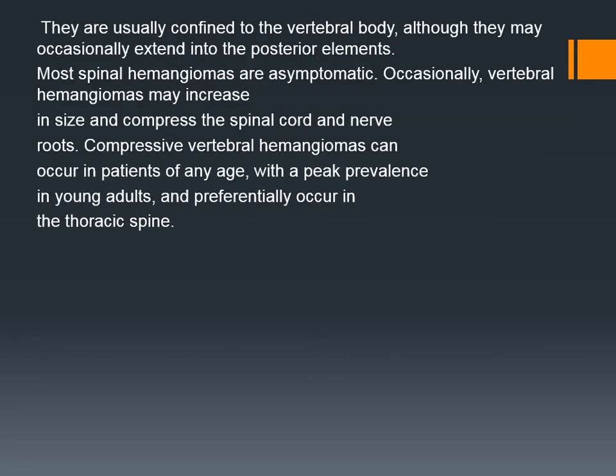Hemangiomas are usually confined to the vertebral body, although they may occasionally extend to the posterior element. Most spinal hemangiomas are asymptomatic. Occasionally, vertebral hemangioma may increase in size and compress the spinal cord and nerve roots. Compressive vertebral hemangioma can occur in patients of any age, with a peak prevalence in young adults, and preferentially occurs in the thoracic spine.